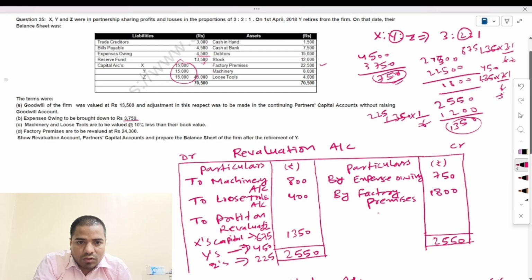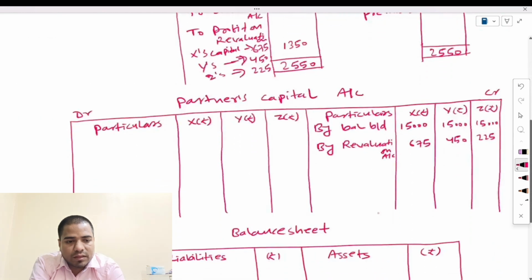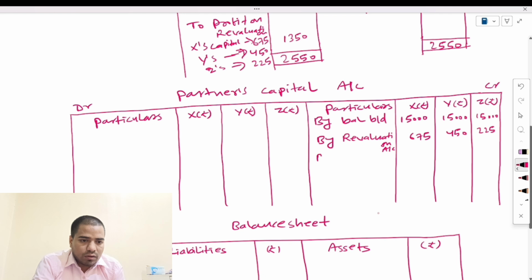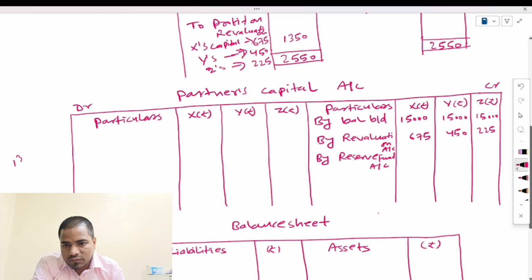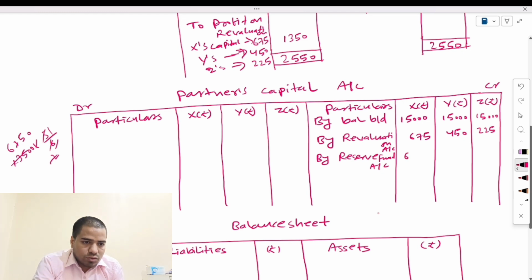Reserve fund is given 13,500. This reserve fund will be credited to the partners' capital account in the old profit sharing ratio. Reserve fund account 13,500 is the reserve fund, and it will be distributed among the partners. 2/6 is 4,500, 3/6 is 6,750 and 1/6 is 2,250. This will be the reserve fund.